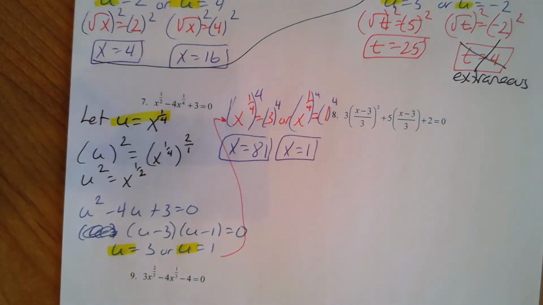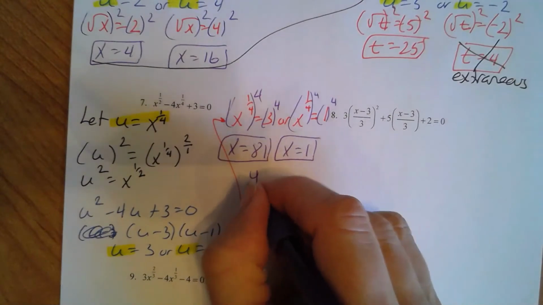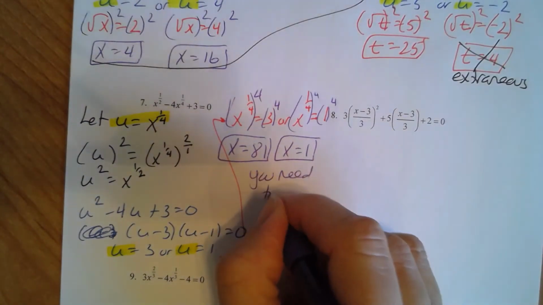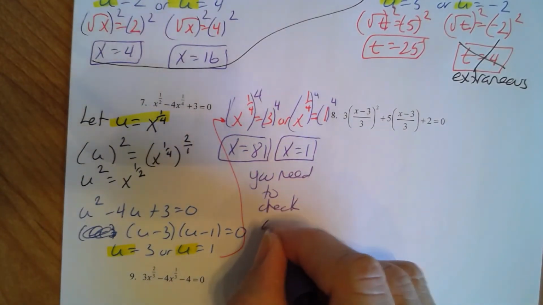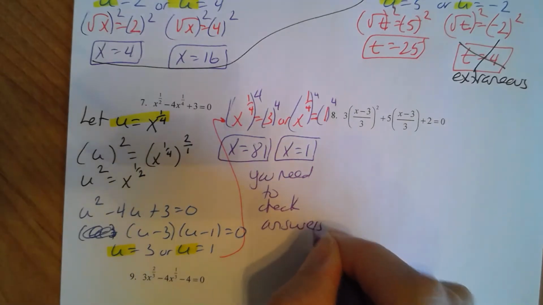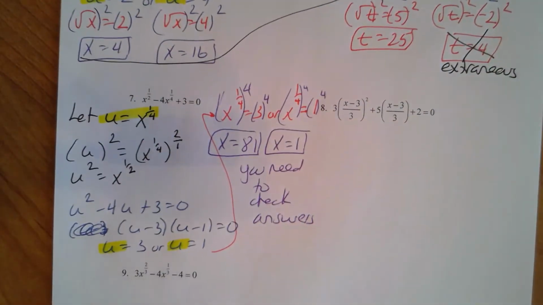How would I check them? I'd probably take my calculator, not a graphing one, but a scientific one, and make sure they actually check. So I'm going to let you check. You need to check answers and decide if they both work, if one works and one doesn't, or if everything's okay.